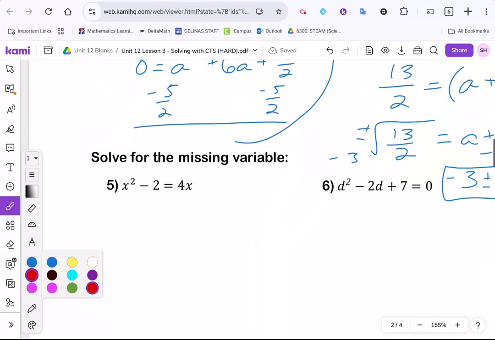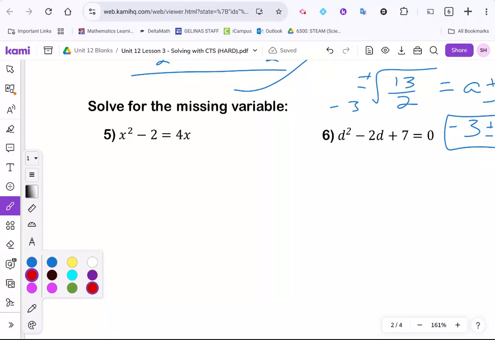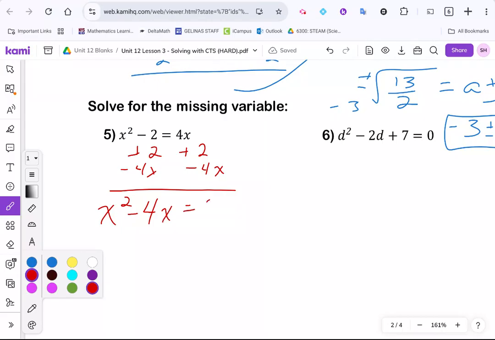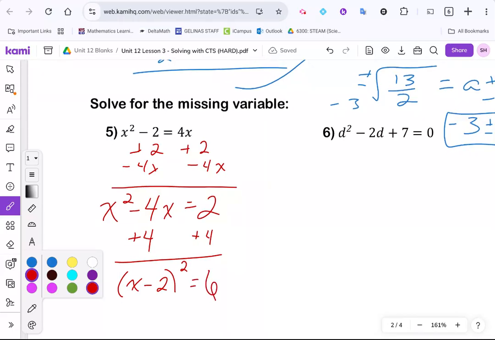Okay, now the directions change for 5 and 6. For number 5, it just says solve for the missing variable. That actually doesn't change what we do. We have to exchange what's on each side, so I have the variables together. So I'll subtract 4x from both sides, giving me x squared minus 4x. On the other side, I'll have a 2, and I can keep completing the square now. So half of my b value squared is 4, because that's negative 2 all squared. And so I'm left with x minus 2 squared as my factored part, and 6 on the other side.